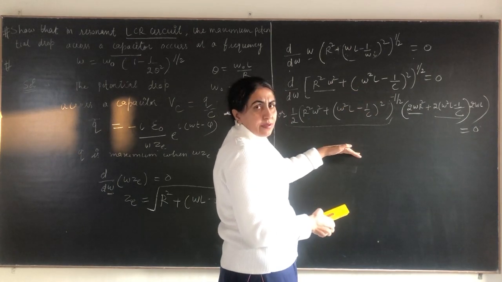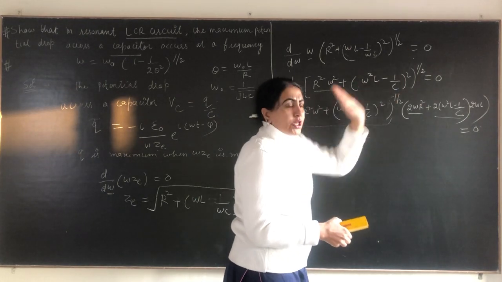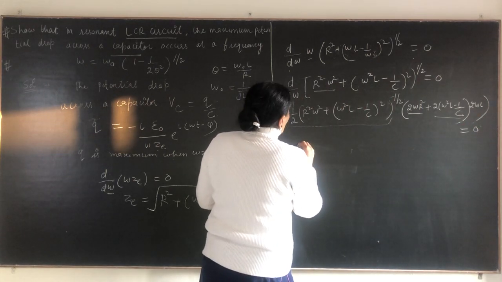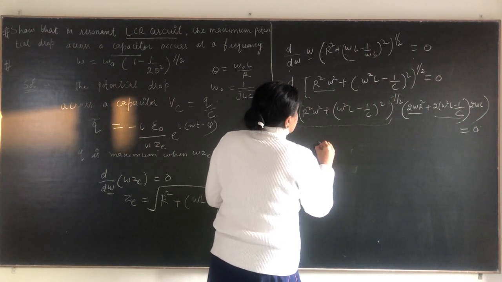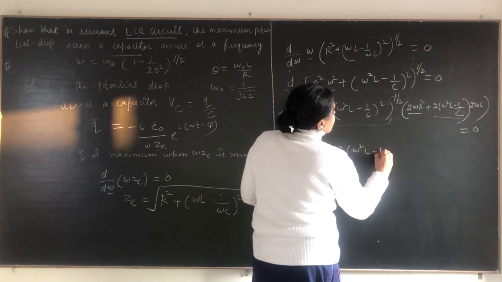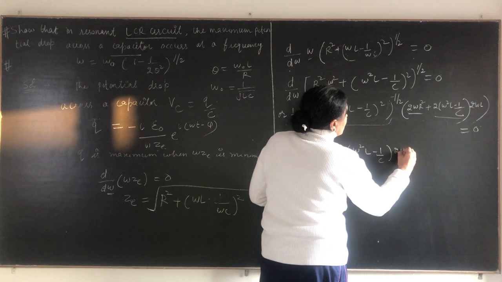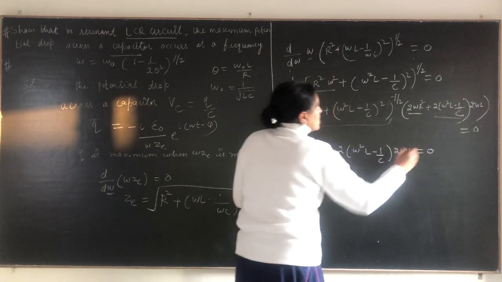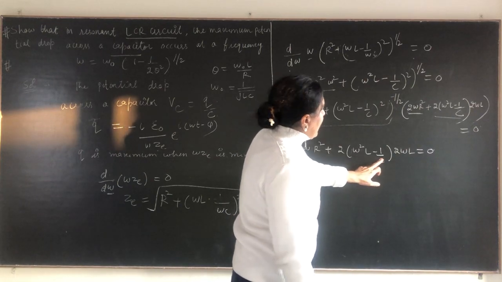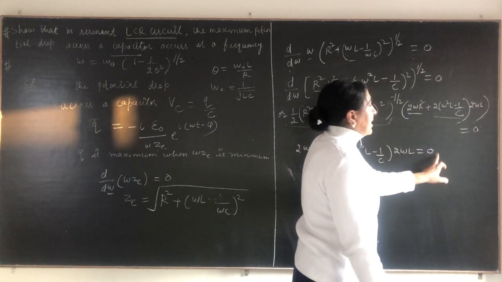When goes down, it goes with 0. So we have only this term remaining. So the remaining term is 2 omega r square plus 2 omega square L minus 1 over c into 2 omega L. This is equal to 0.